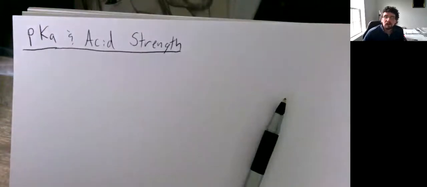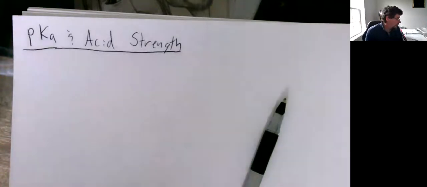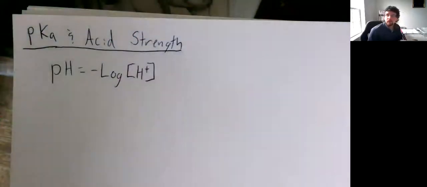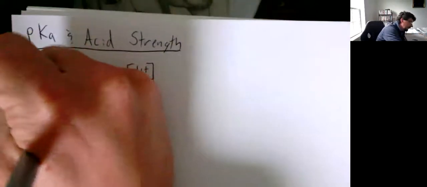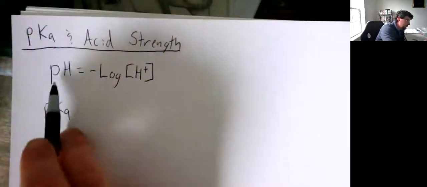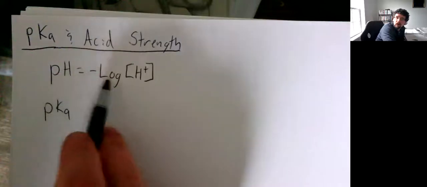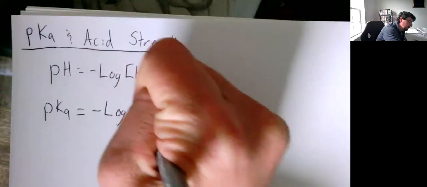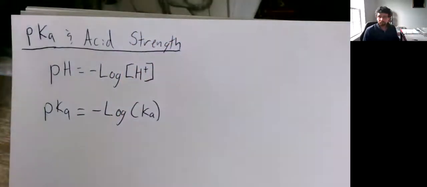So pKa is a number that's associated with acid strength that's used quite a bit in general chemistry, organic chemistry, and analytical chemistry. So we all know what pH is. pH is equal to the negative log of the hydroxide ion concentration. So therefore, if we're thinking about pKa, what this P means is it's a negative log function. So in this case, it would be the negative log of our Ka value.